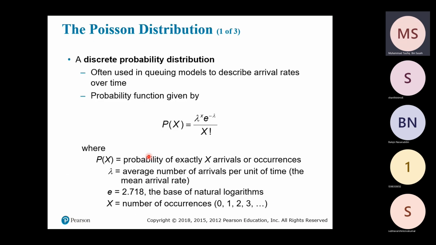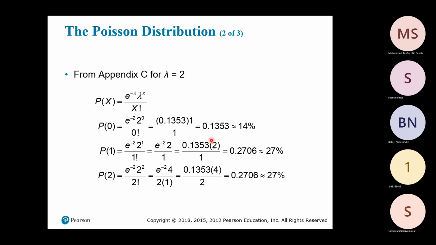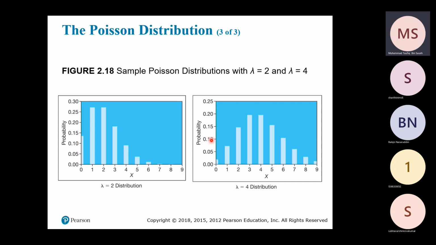And then lastly we have the Poisson distribution. The Poisson distribution is a discrete probability distribution, often used in queuing models to describe the arrival rate over time. The function is given by P(x) equals lambda, the average number of arrivals per unit of time, to the power of x, multiplied by e to the power of minus lambda, divided by x factorial. So this is an example of the Poisson distribution.